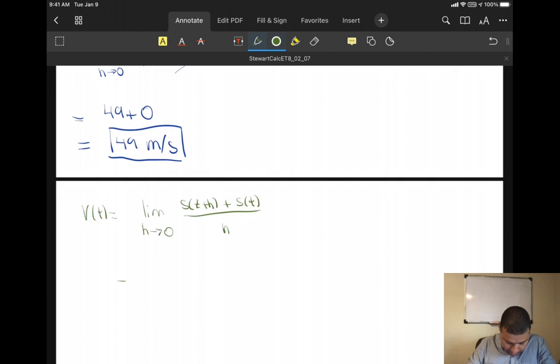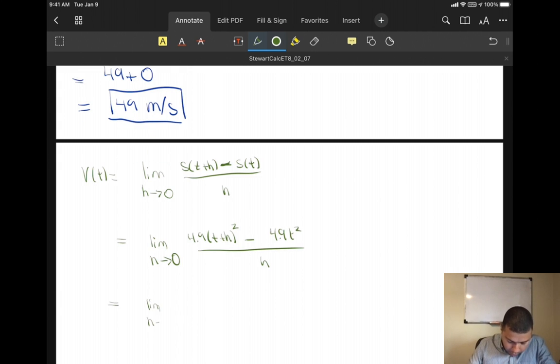So it's going to be the exact same math, except now we're doing things with t rather than 5. I'll do it a little bit faster, but try and follow along. So it's going to be 4.9 times (t plus h), sorry, this is not supposed to be a plus, it's supposed to be a minus right here, 4.9 t squared, divided by h. So that will be the limit as h goes to 0. It's a lot of writing, I know, but you got to write the limit. 4.9 times (t squared plus 2th plus h squared) minus 4.9 t squared, all that divided by h.